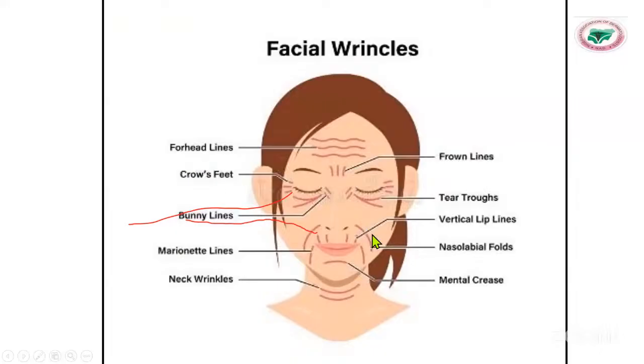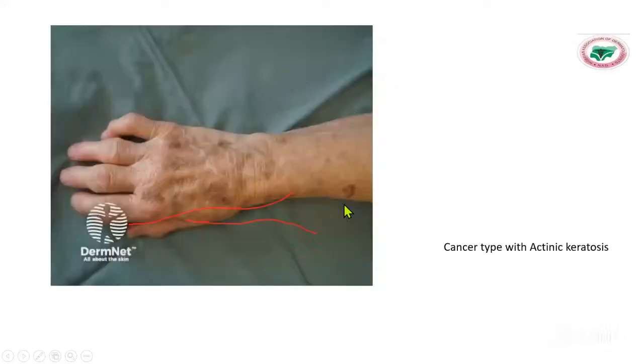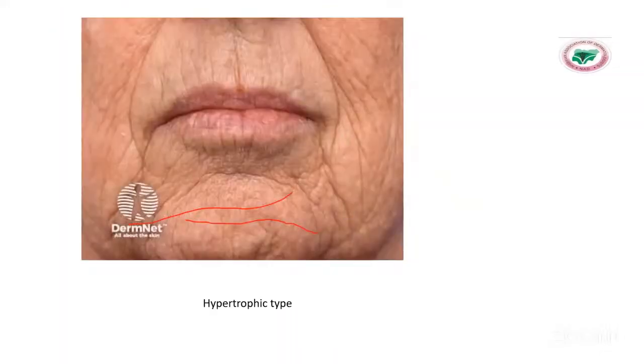From the facial wrinkles here, I've shown the different types of wrinkles. We have the nasolabial folds here. We have the mental crease. We have the marionette lines, which go from the angle of the mouth to the chin. The nasolabial is from the angle of the nose to the angle of the mouth. We have these tear troughs. We have the bunny lines, the forehead wrinkles, and the frown lines in between. Then we have the crow's feet at the angle of the eye. So these are the lines that are more prominent in the hypertrophic type.